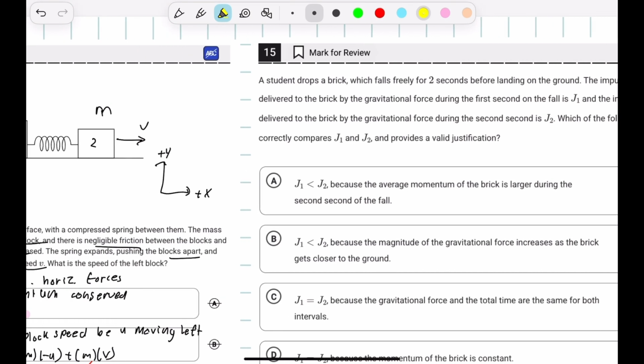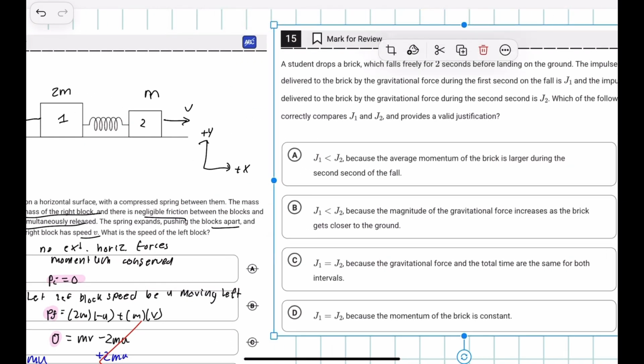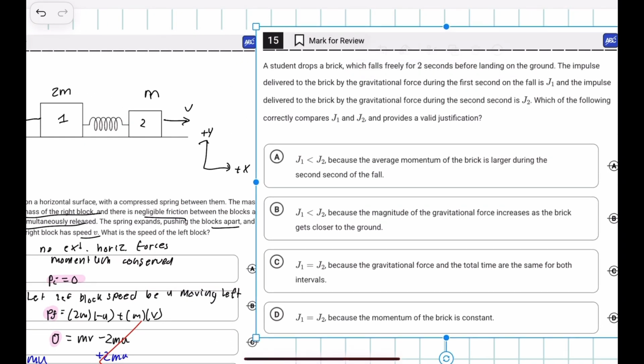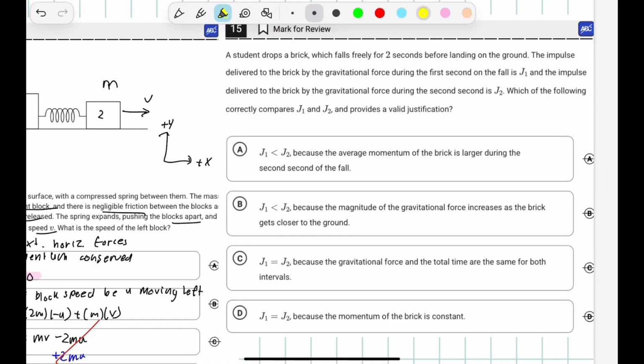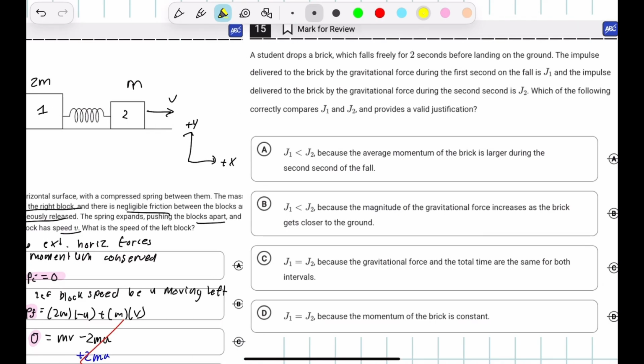A student drops a brick which falls freely for 2 seconds before landing on the ground. The impulse delivered to the brick by the gravitational force during the first second of the fall is J initial, and the impulse delivered to the brick by the gravitational force during the second is J2. Which of the following correctly compares J1 and J2 and provides a valid justification?